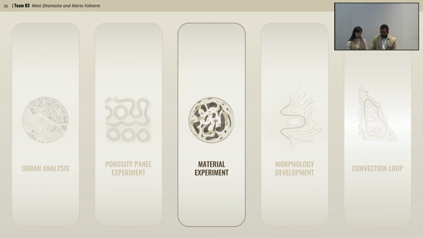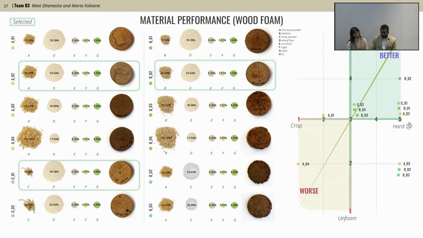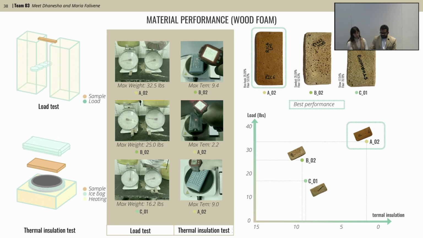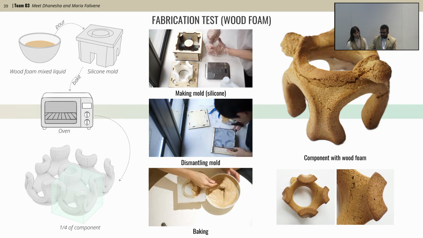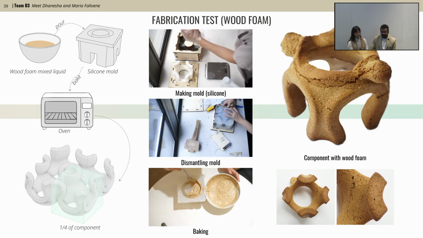The materials for development of these panels will be understood. Italy generates massive agricultural waste yearly, so agro-based materials were considered for panel development. Various ratios were tested and the best performing ones were selected. They were physically tested for load and thermal insulation for further development. And the best ratio was then taken forward to fabricate 1/4 of the component.